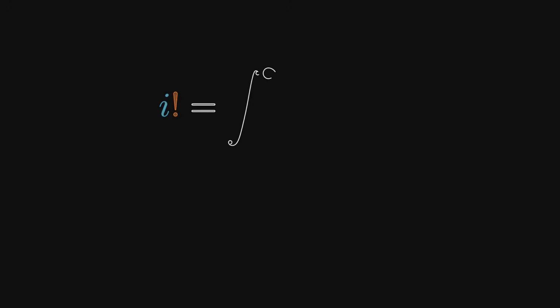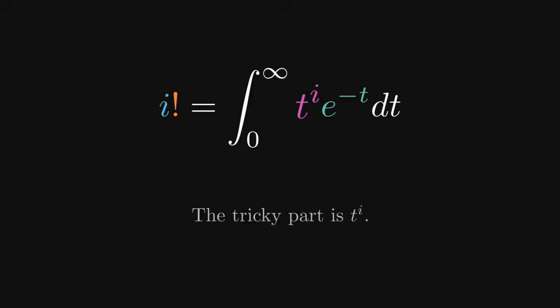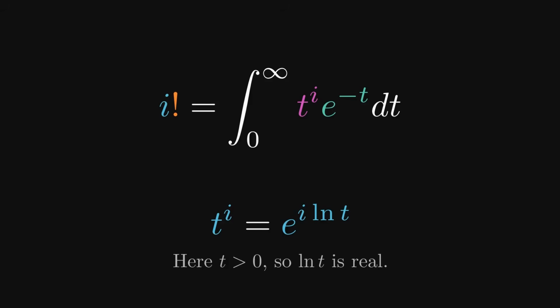We begin by defining i factorial. It's written as an integral from 0 to infinity. But immediately, something unusual appears. The tricky part is the term t to the power i. How do we even interpret that? Here's the key identity. Any positive number t can be written as e to the power log t. That lets us rewrite t to the i as e to the power i times log t. And since t is positive, log t is a real number.